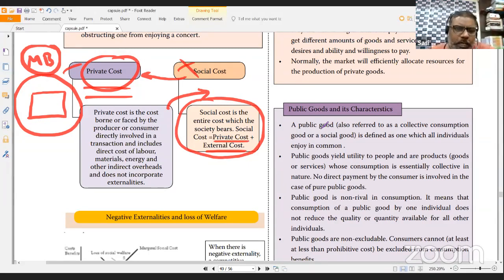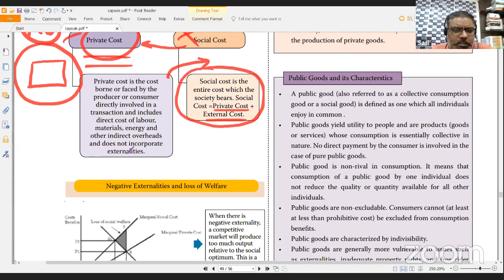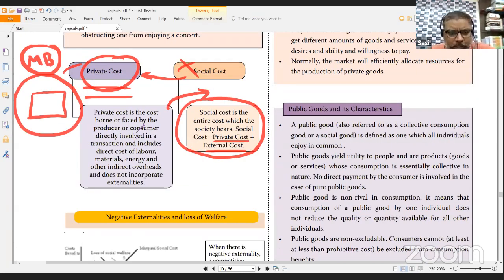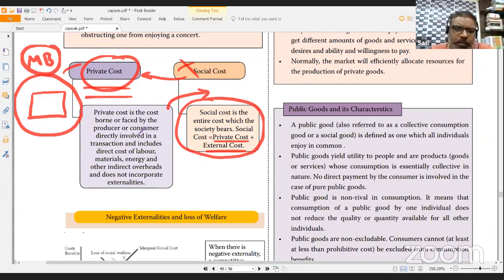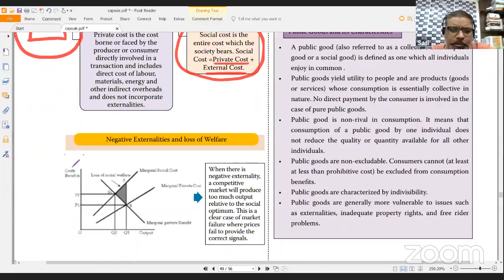Normally, it is not possible to attribute it also. So that is the problem, the other side of it. But definitely, when there is a negative externality, social cost will be more than private cost. When there is a positive externality, social cost will be less than private cost.